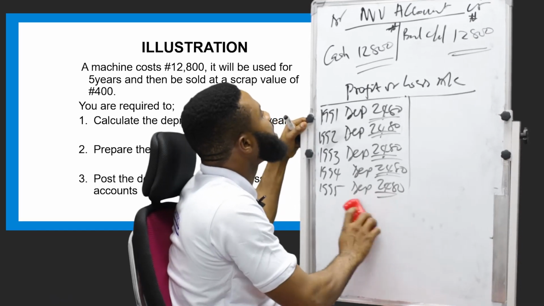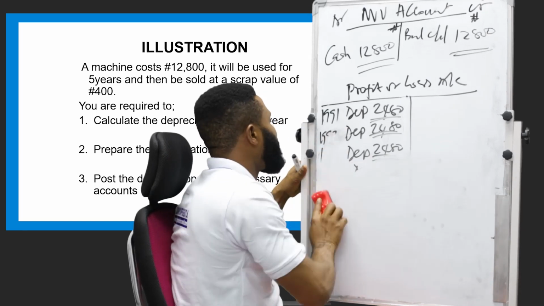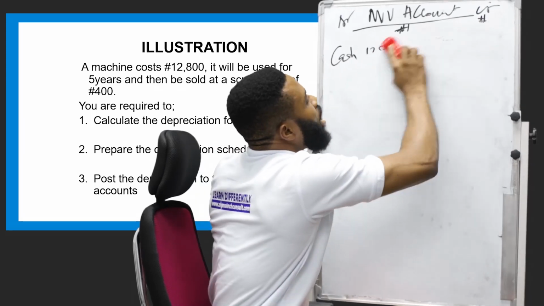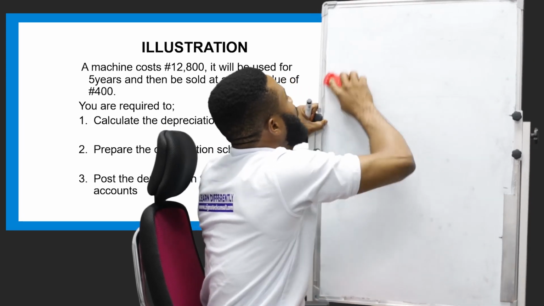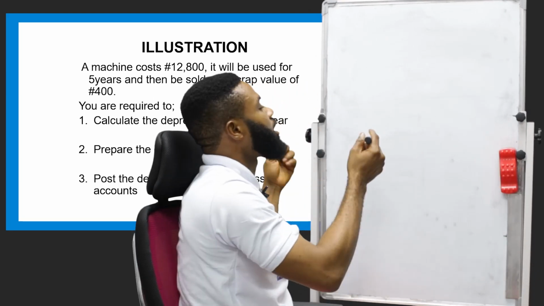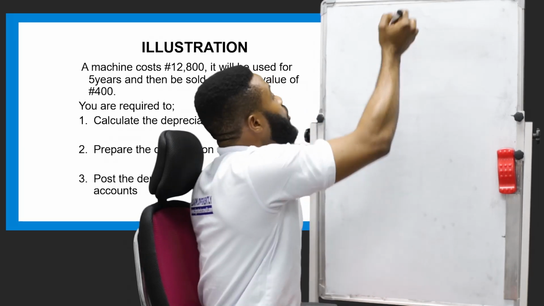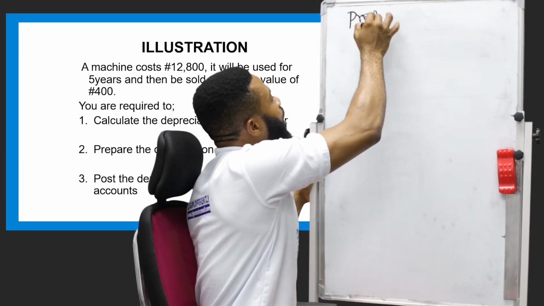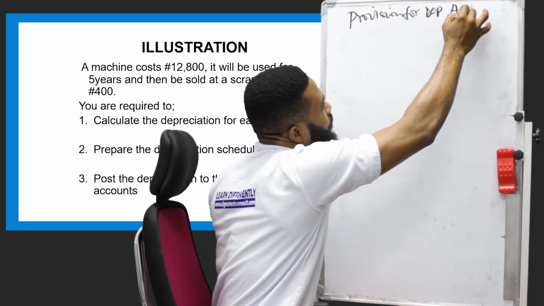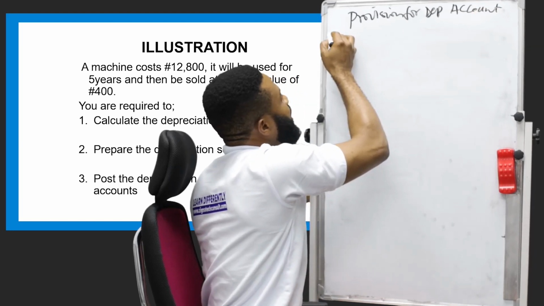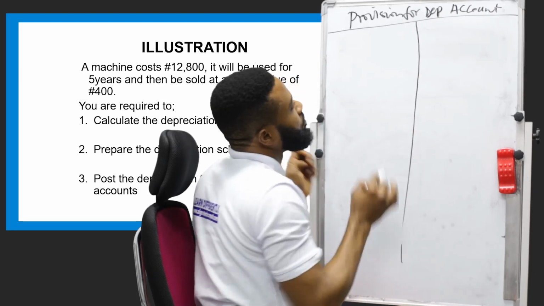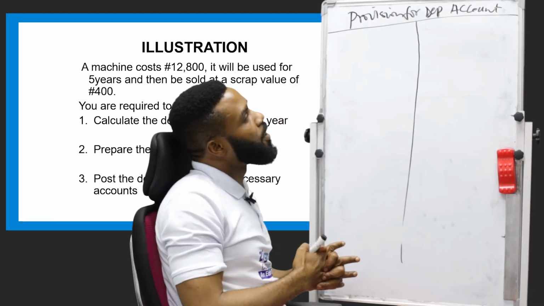The next account is the provision for depreciation account. Sorry, I am going to clear the board so we have space for the two accounts: the provision for depreciation account and the statement of financial position. The provision for depreciation account is the next account to be prepared, and we always use our T method to prepare it.